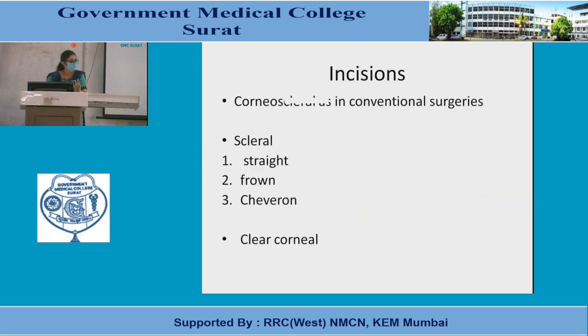The first is your incision. What incision you are planning in a cataract surgery? So say if we are talking about a conventional surgery, it is a corneoscleral incision from 10 to 2 o'clock. Right? When it is a scleral incision, when we say it is purely on the sclera, it can be of different shapes. And last is the clear corneal incision that is done in case of phacoemulsification or laser assisted surgeries, where you are just using a clear corneal incision.